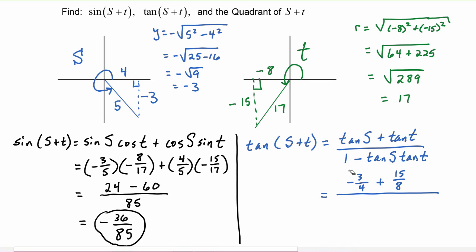In the denominator, we have 1 minus the tangent of s, which we already said is negative 3/4, times the tangent of t, which is 15/8.